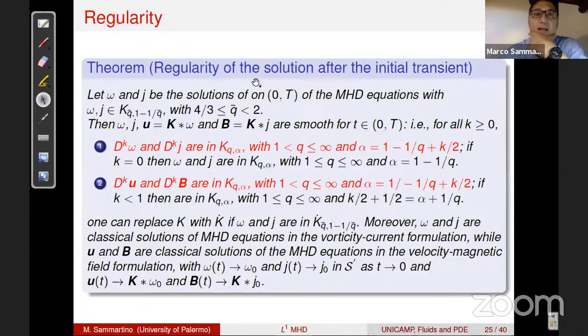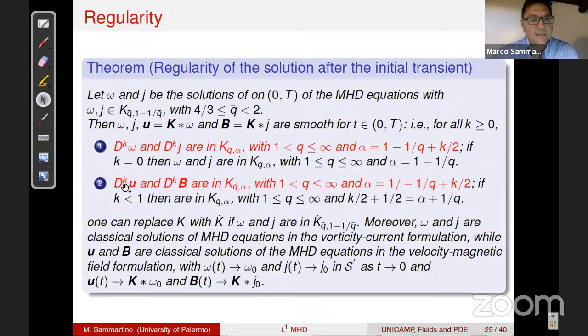The first step is the regularity of the solution after the initial transient. This is not surprising, in the sense that the mild form of the equation is given in terms of convolution with a heat kernel. So one can prove that the time derivative of the vorticity and the time derivative of the magnetic current stay in K_{q,alpha}, where alpha is not just 1 minus 1 over q, but one has to add k over 2, meaning that each time you take a derivative, you need more regularization of the initial transient, because you start from data which is L1. So you need to regularize. The more derivatives you take, after the initial transient, which is regularized by the stronger alpha, the more regular the datum is.